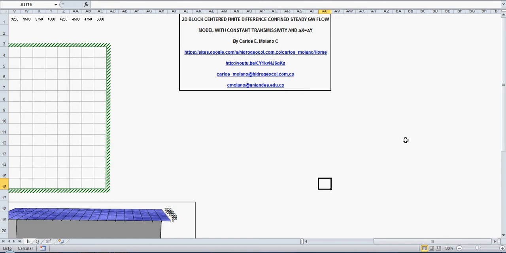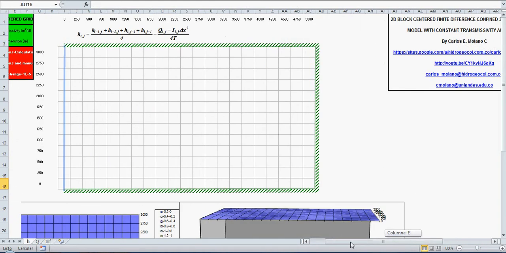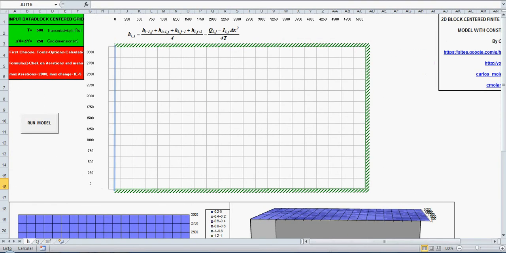This spreadsheet shows how to construct a finite difference model for confined steady flow conditions with constant transmissivity and grid dimension delta x equal to delta y. I use a 2D block-centered finite difference grid. Previously, I explained how to construct a 2D mesh-centered finite difference grid, so I'm going to explain here only the main difference.